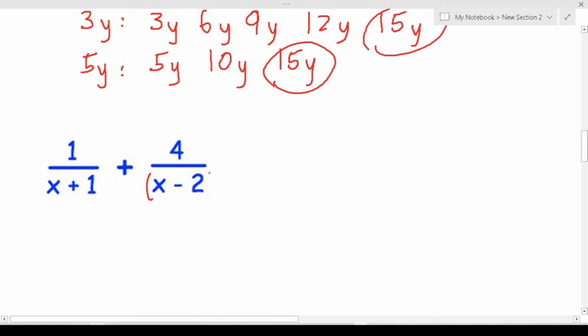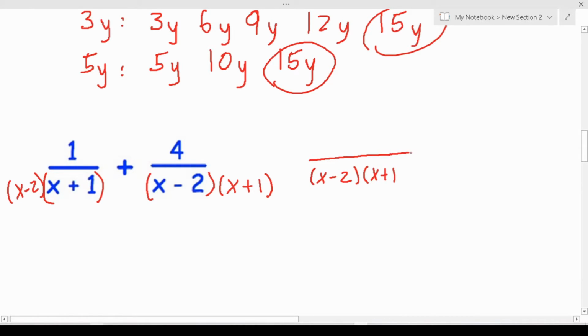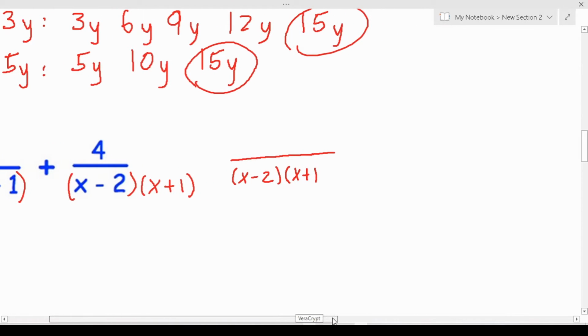Again, I'm going to multiply x minus 2 by x plus 1. And then I'm going to multiply x plus 1 by x minus 2. Again, I'm just multiplying the denominators by each other, and that's going to give me this common denominator. It's going to give me the denominator of x minus 2, x plus 1, and that's how we're going to rewrite these fractions. And then, of course, this is plus over x minus 2, x plus 1.